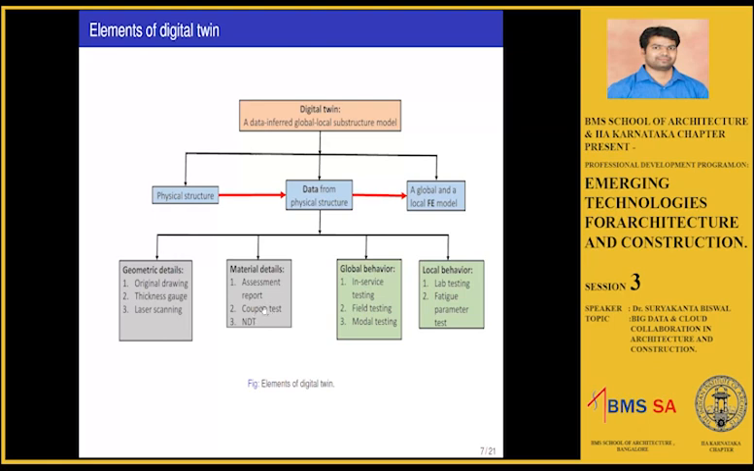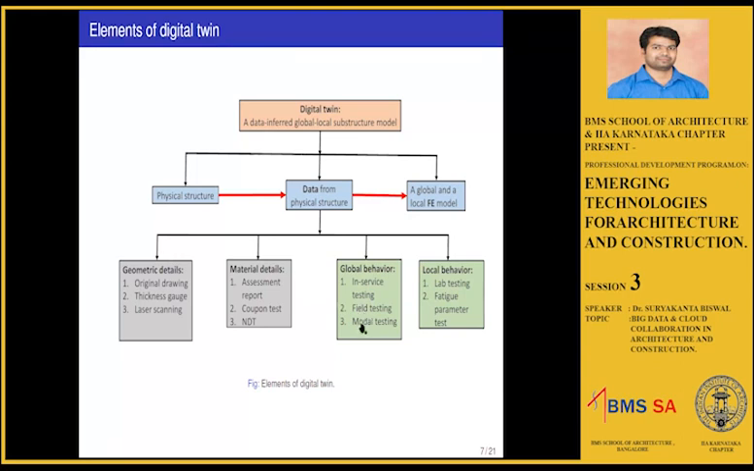Then we can do some coupon tests, some local tests, to measure the material properties. Also, we can do some NDT to measure the local or the material properties. Then we can do tests, so these are the experimental tests. It can be in-service testing while the bridge is still in operation, field testing after removing the bridge, and modal testing.